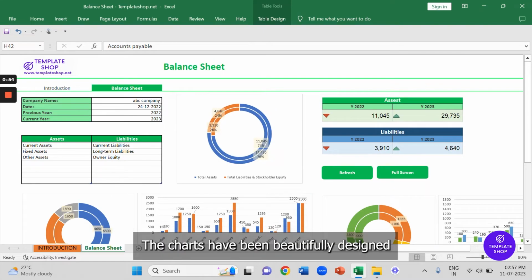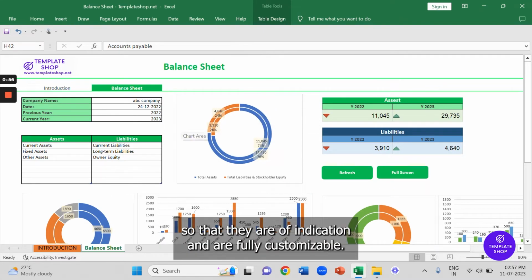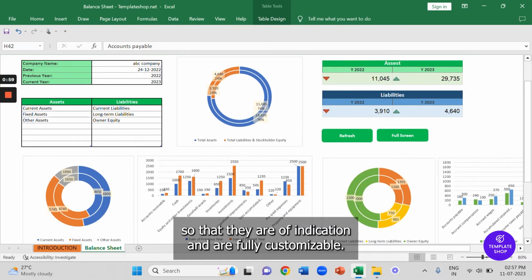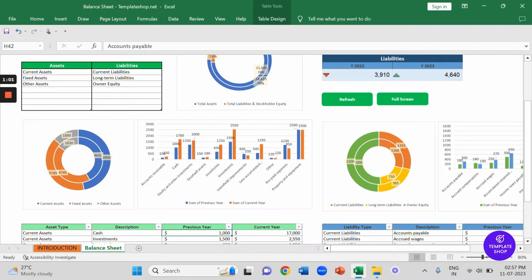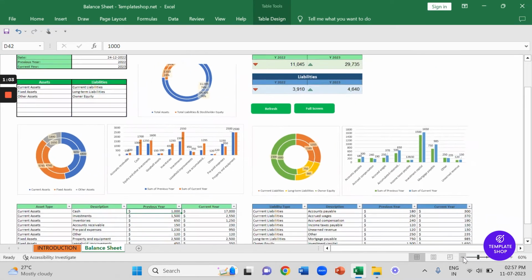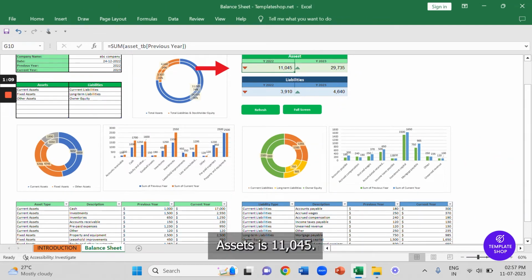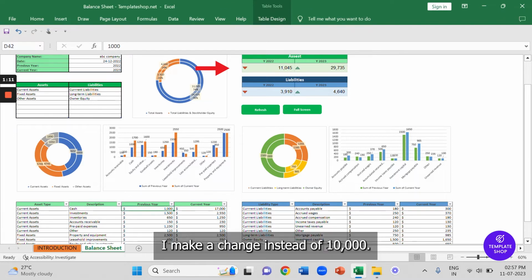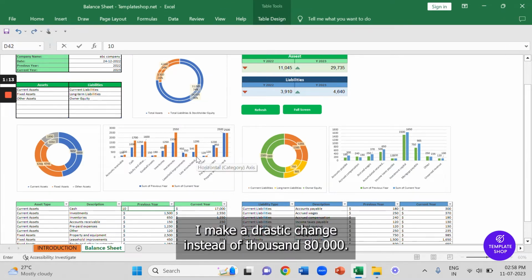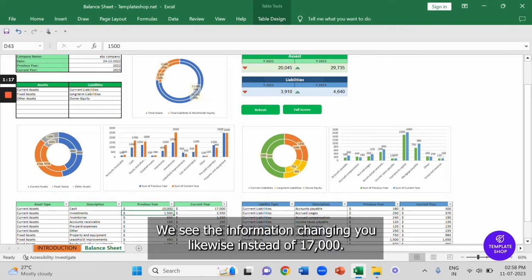The charts have been beautifully designed so that they are a visual indication and are fully customizable. Say, for example, I changed the previous year. In assets is 11,445. I make a change instead of 10,000. I make a drastic change. Instead of 1,000, I say 10,000. We see the information changing here.